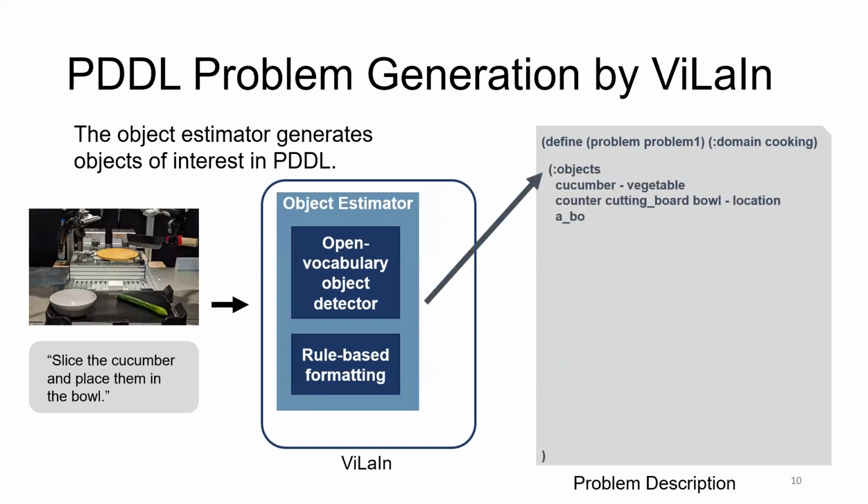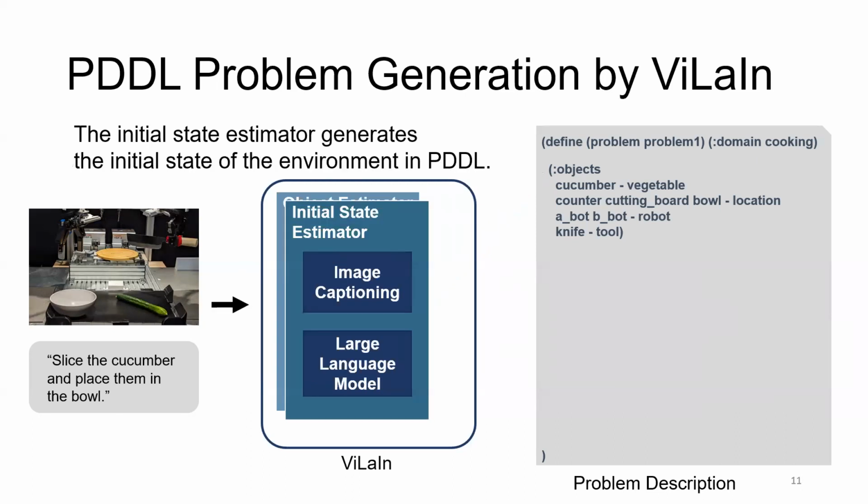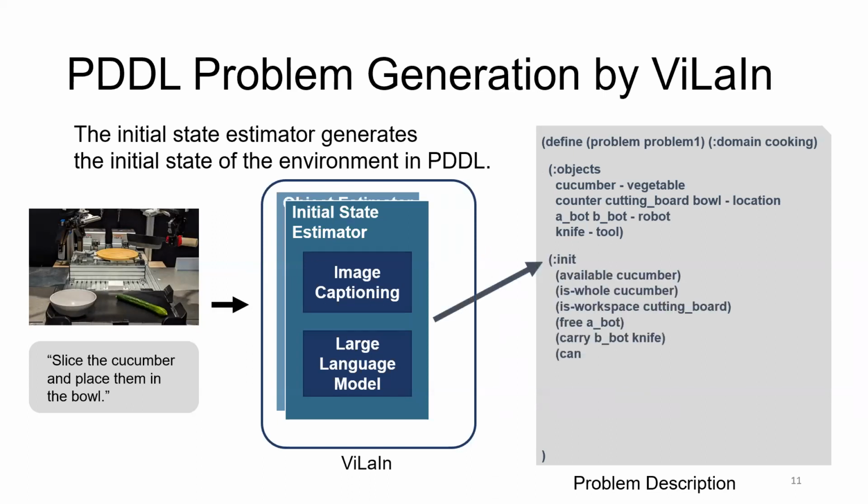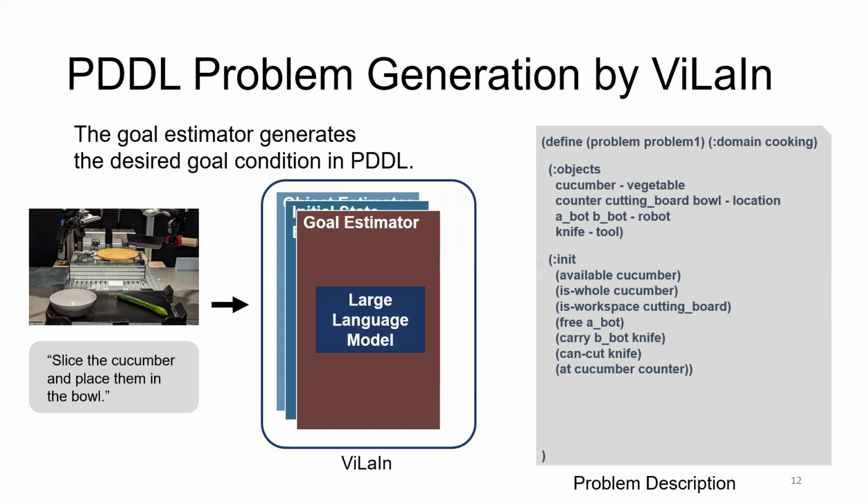The object estimator detects objects of interest in the observation using an object detector. The detected objects are converted into a PDDL format by rules. The initial state estimator uses a large language model to generate the initial state in PDDL from detected object positions and captions for the objects. The goal estimator uses a large language model to translate the instruction to a goal specification in PDDL. The generated components by the three modules are concatenated to obtain a single PDDL problem.